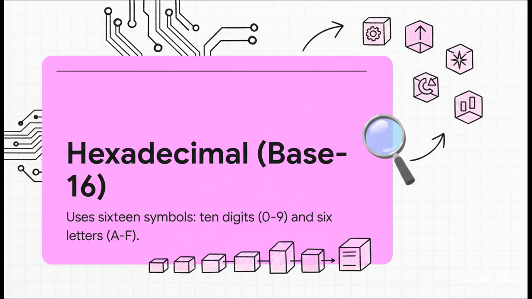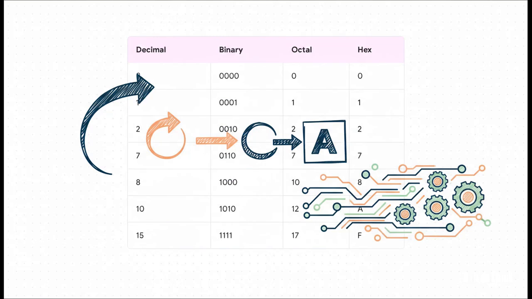And finally, we have hexadecimal, or hex for short. This one, base 16, is where things get interesting. It uses our familiar 10 digits, 0 through 9, but it needs 6 more symbols to get all the way up to 16. So what does it do? It just borrows the first 6 letters of the alphabet. So in hex, A stands for 10, B is 11, and it goes all the way up to F, which represents 15.